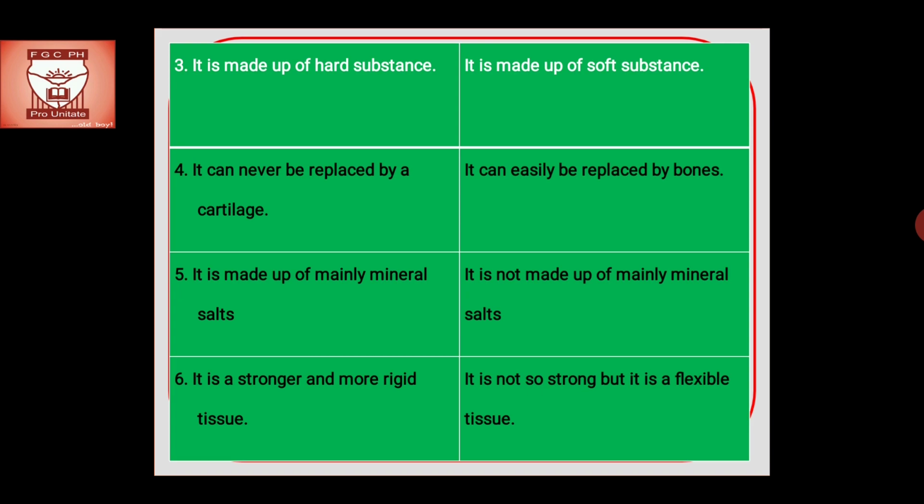Number 5 says that bone is made up of mainly mineral salts, while cartilage is not made up of mainly mineral salts. Number 6 says that bone is a stronger and more rigid tissue, while cartilage is not so strong, but it is a flexible tissue.